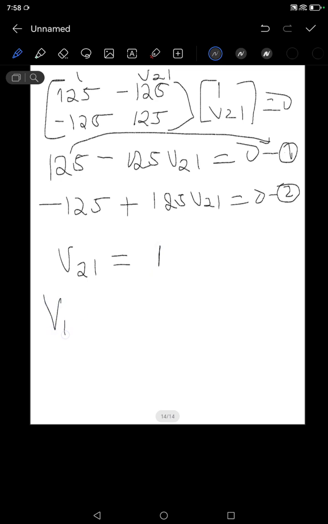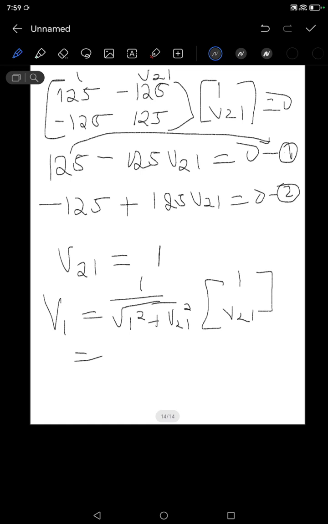So v1 equals 1 over the square root of 1 squared plus v21 squared, multiplied by our vector 21, like this. And then we can substitute the vector 21. So it's going to be 1 over the square root of 1 squared plus 1 squared, into 1 1, like this. And then we're going to get the answer: 1 over the square root of 1 squared plus 1 squared. We're going to get what?